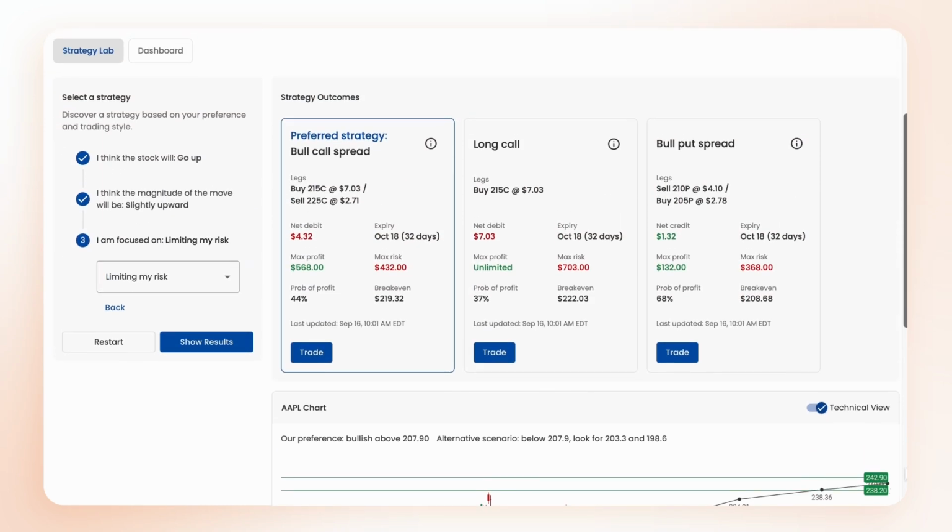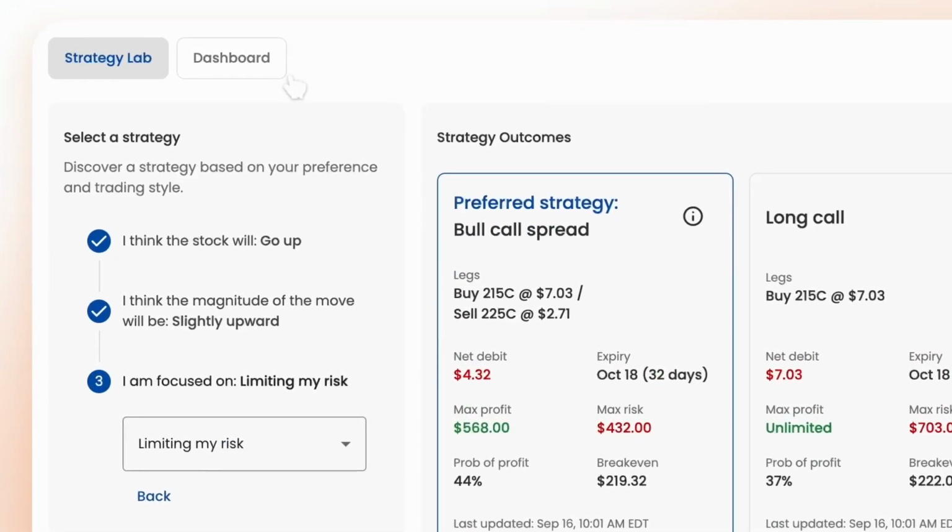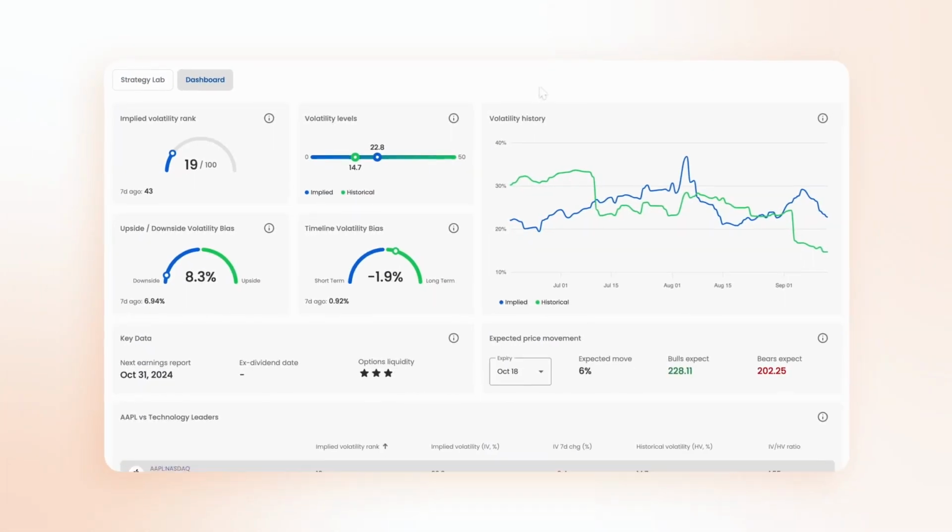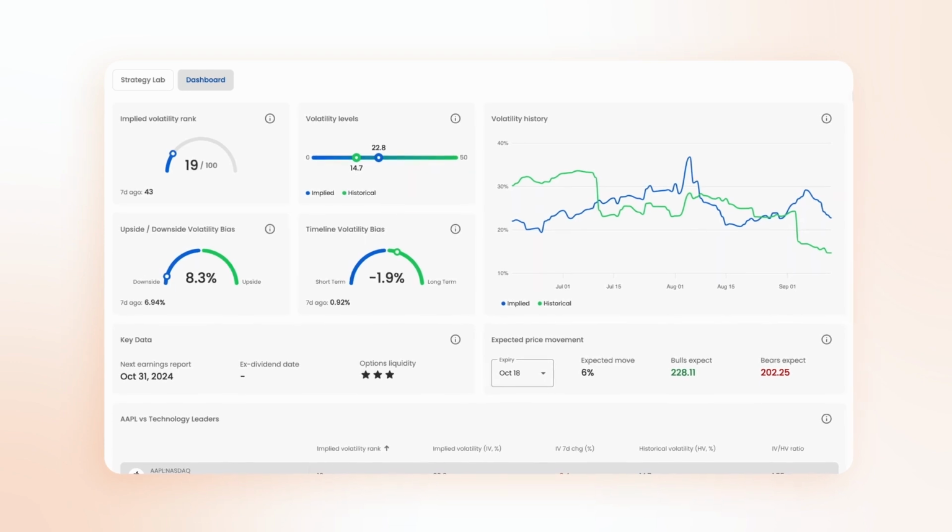For those looking to build their own strategies or to better understand volatility, the dashboard is a great resource. It offers a high-level view of all the key volatility data points required to form an opinion on what type of options strategy to focus on. Here, we're continuing to look at Apple.